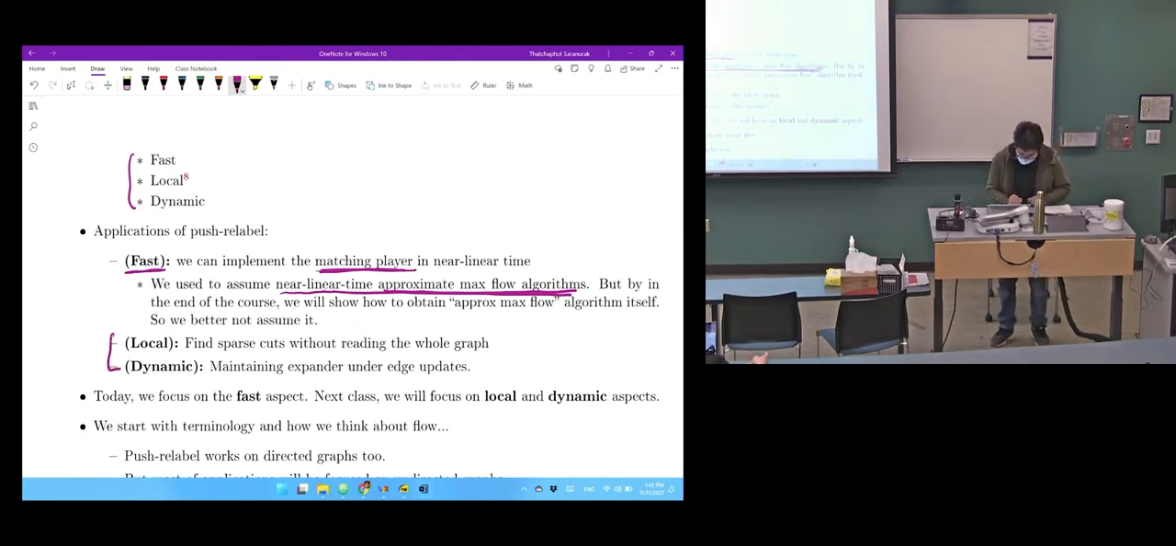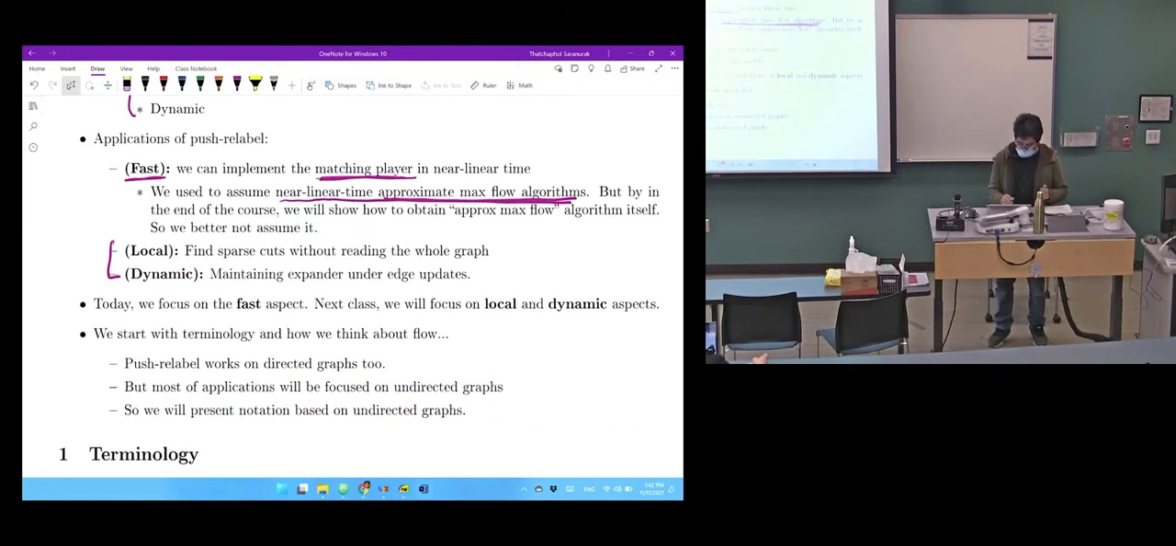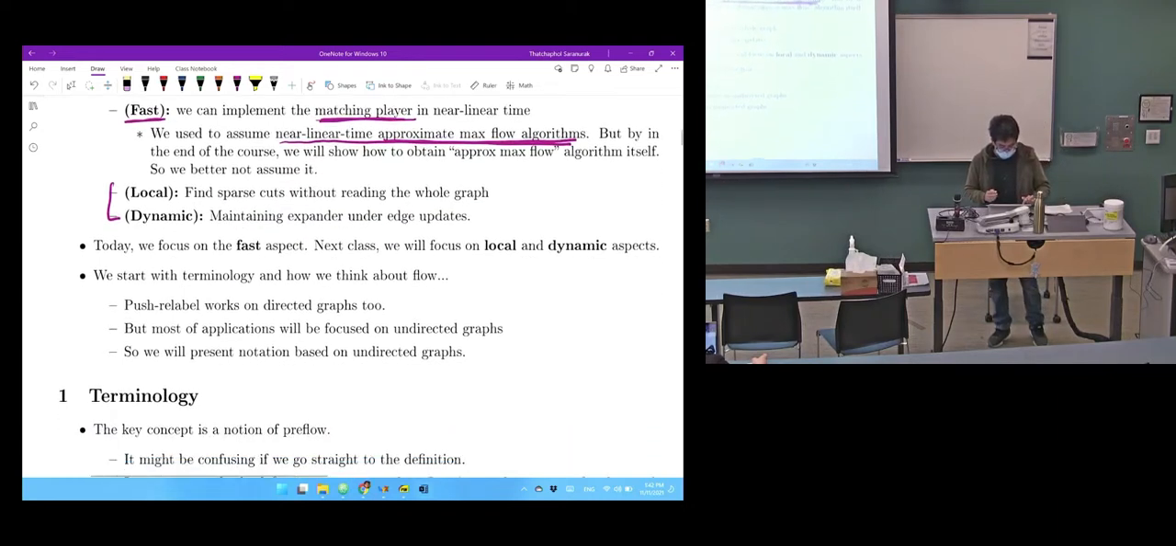There are two other aspects, local and dynamic. I'm going to talk about this next time. By local, it can find a sparse cut without reading the whole graph. Dynamic means it can be used to maintain an expander under edge updates. Next class for this. Okay.